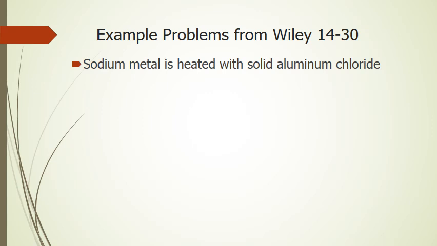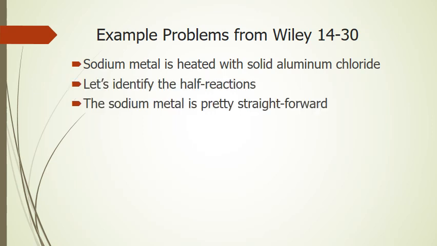So let's look at the next example. It says sodium metal heated with solid aluminum chloride. So let's look at the half reactions. Sodium metal, once again, is pretty straightforward. Sodium loses an electron to become Na+.